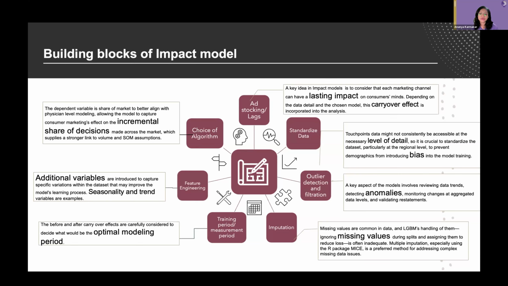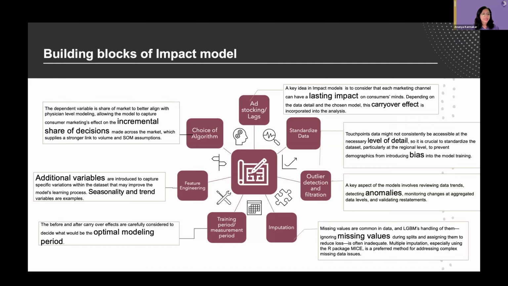Next up, to the right below ad stocking, we have data standardization. We work with patient level data, which is aggregated to the region level to maintain privacy. Since larger market regions naturally have more impressions, we normalize by calculating average impressions per person. Importantly, the population base used for this normalization varies by channel type, ensuring a fair comparison across the diverse geographies with different populations.